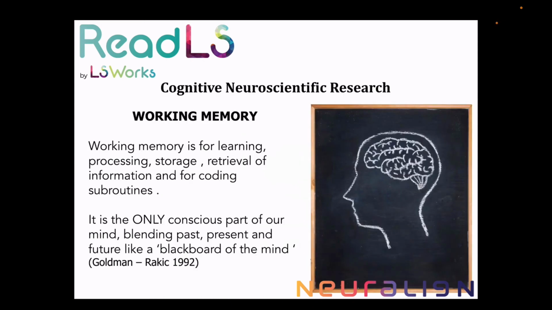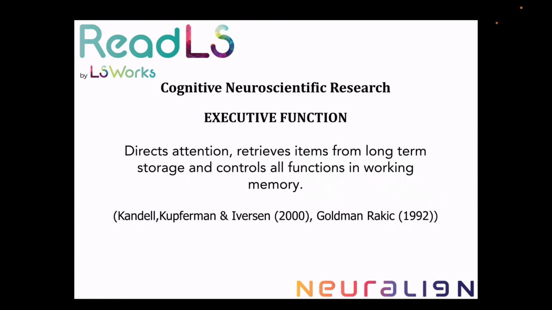Working memory is for learning, processing, storage, retrieval of information, and for coding subroutine. It is the only conscious part of our mind, blending past, present, and future. It's like the blackboard of the mind. It directs attention, retrieves items from long-term storage, and controls all functions in the working memory.